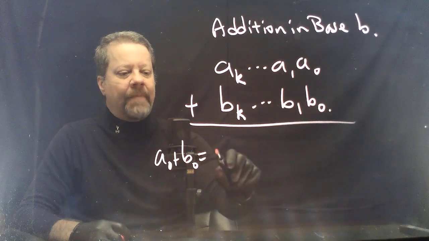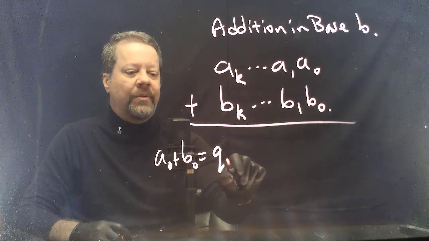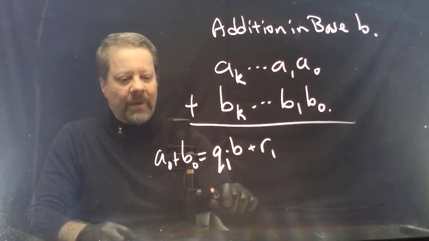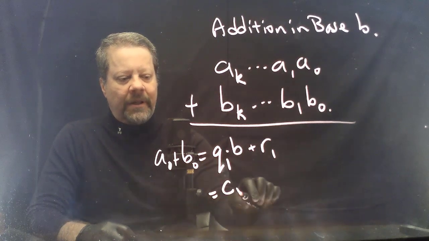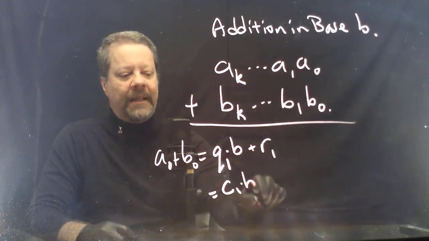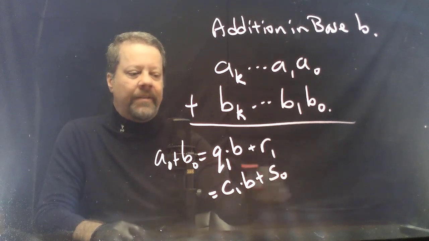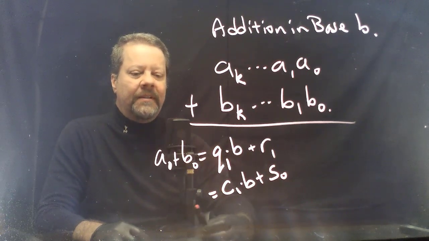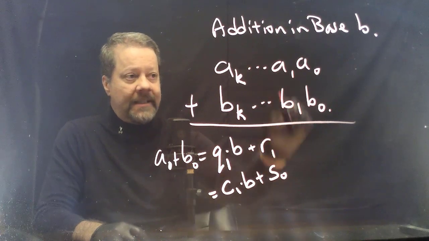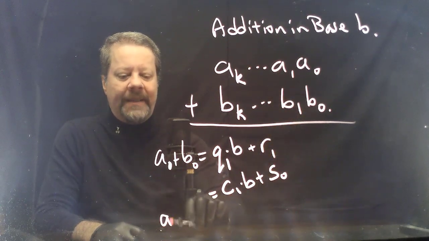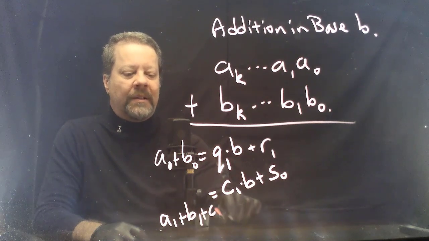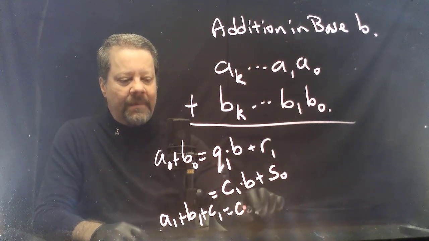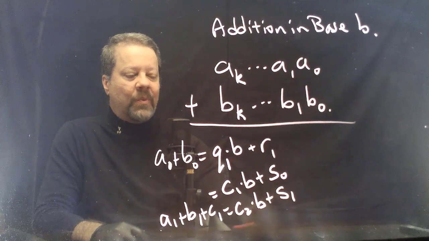If you're in base B, you should be rewriting this as Q1 times B plus R1. But we're going to denote it a little differently. We're going to call this carry 1 times B plus the 0th digit of the sum. This is the one that you carry to the next sum. From there on, you're going to take these digits plus the carry. So it's going to be A1 plus B1 plus C1. And you want to represent that also in base B. So it's going to be C2 times B plus S1.